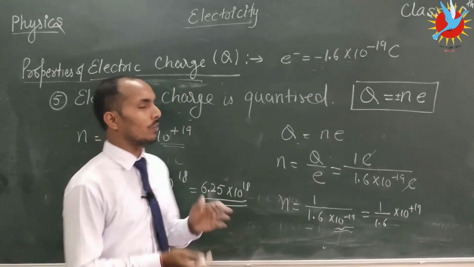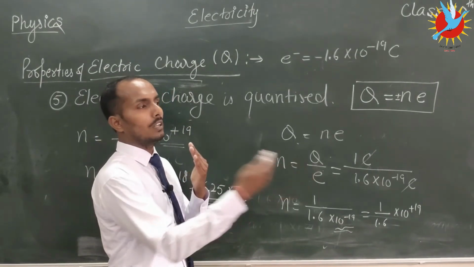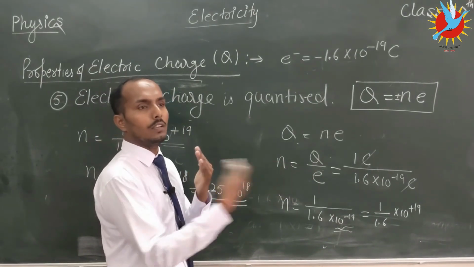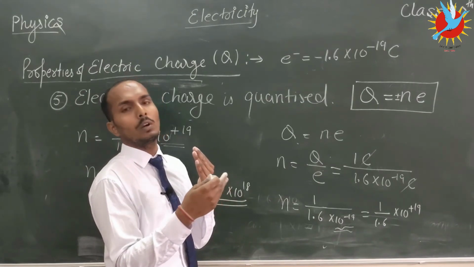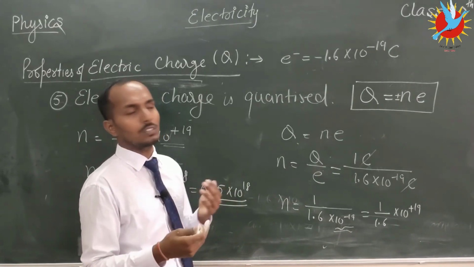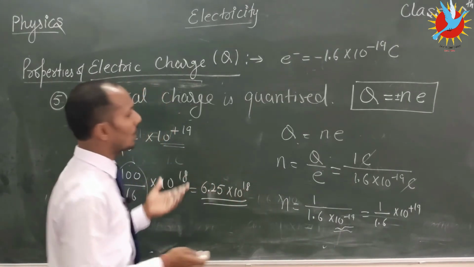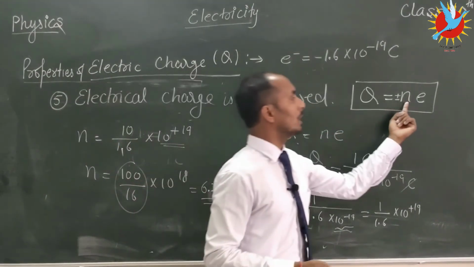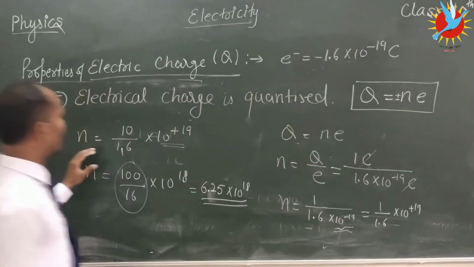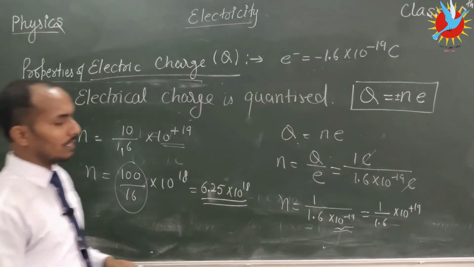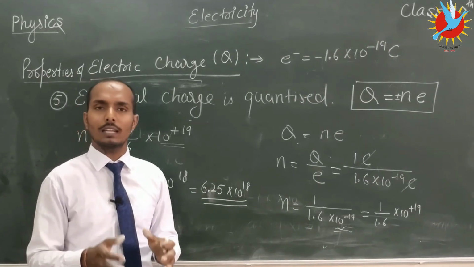Quantized means charge always flows in the form of 1 electron transfer, 2, 3, 4, 5. It is not possible to transfer 1.5 electrons, 2.5 electrons, or 3.5 electrons. So it is always transferred in multiples of integers. Then we will solve some numericals on it. So this is the part on electric charge.